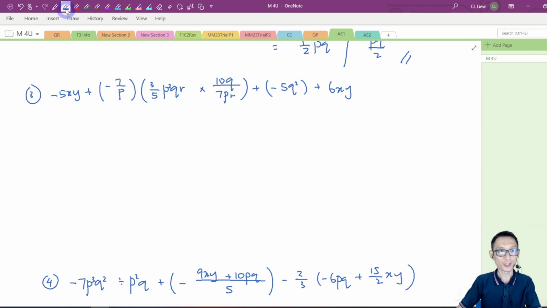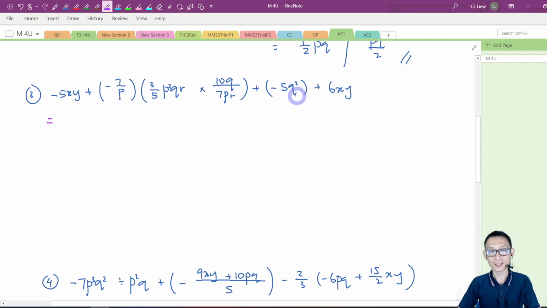Now let's look at question number 3. Okay, this looks complicated, but we can try. Let's try. Do it slowly. You can pause the video, try yourself first, so we see whether you can get the answer correct or not. Okay. Plus minus become negative, negative become positive. Open up this parenthesis first.